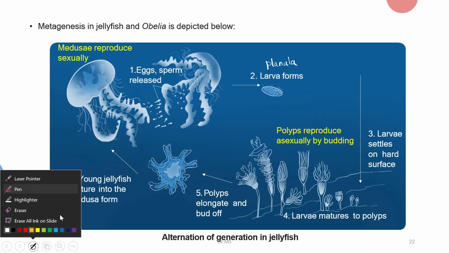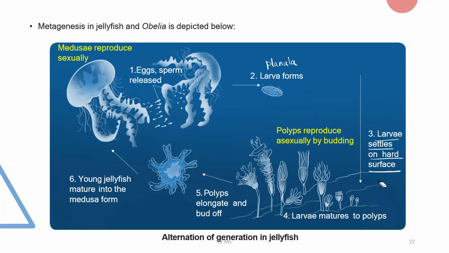Now the planula larva will develop into polyps. The larva settles on the ocean floor. The larva matures to a polyp. So you can see here the larva has a different shape and the final polyp that is formed has a different shape. So we call it indirect development. Now a small part will bud off, and polyps elongate and bud off, and that results in young jellyfish which will mature and form the medusa.